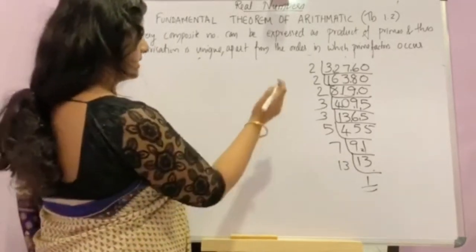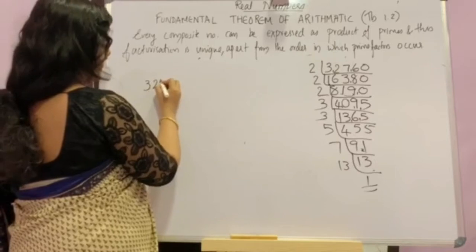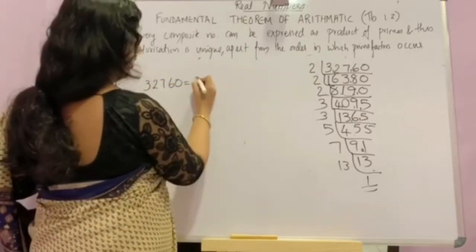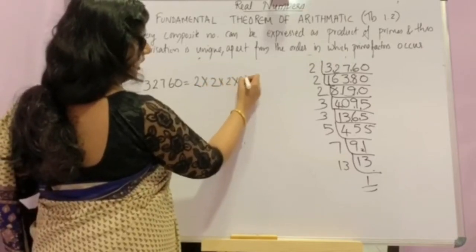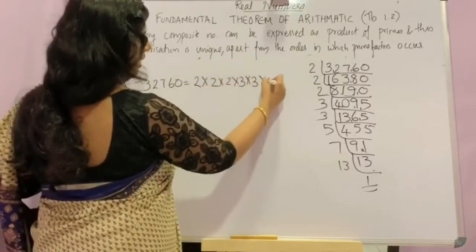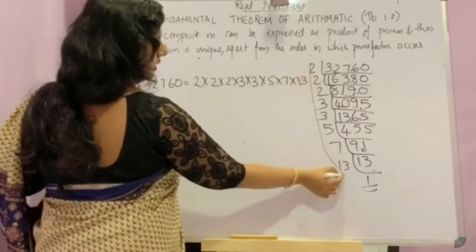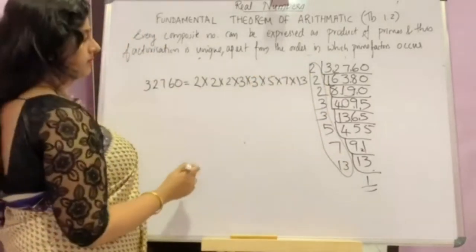Now let us write it down. 32,760 is equal to, how will you write this? 2 into 2 into 2 into 3 into 3 into 5 into 7 into 13. This is written here.